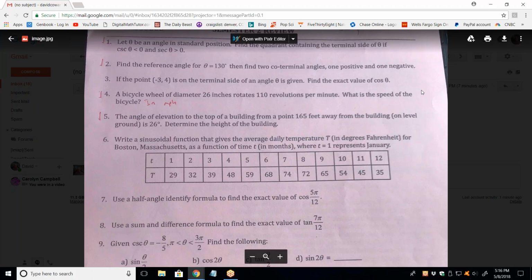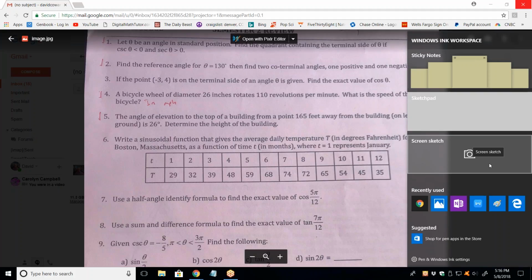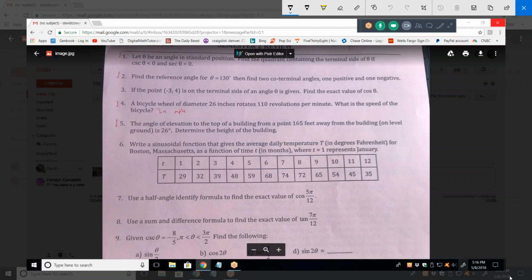What's the high temperature? The highest temperature? Well, actually, let's do it maxes and mins. Okay. It looks like there's a minimum of 29. And the max is 74.